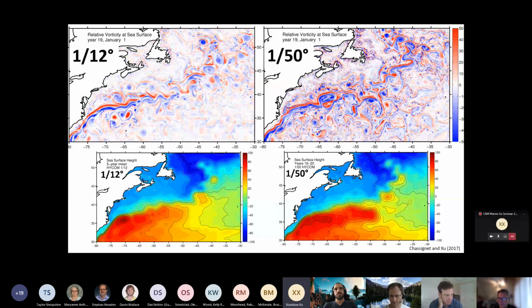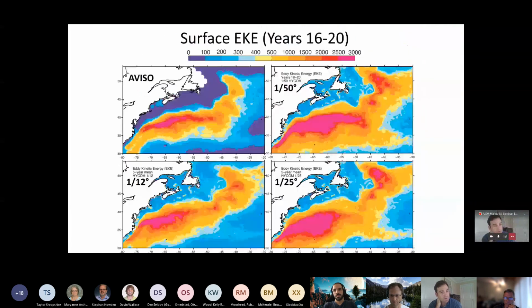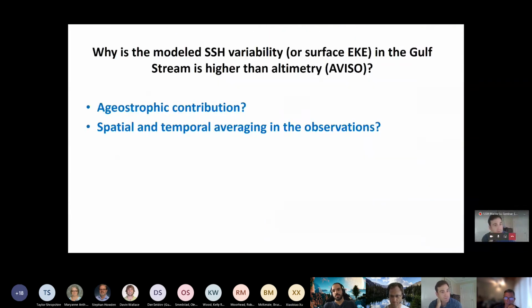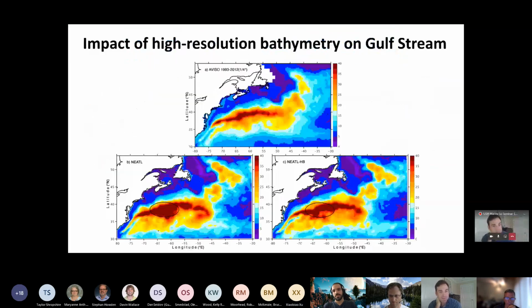I had one more question relating to the higher resolution bathymetry. I'm sorry if this is a naive question, but does that add any computational cost to the computation? No. So everyone should do that if they can, right? It makes it more realistic.